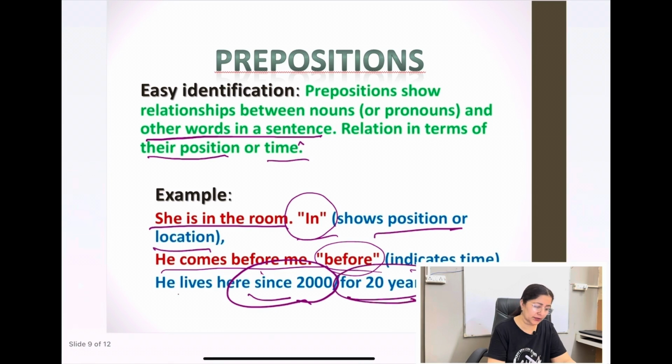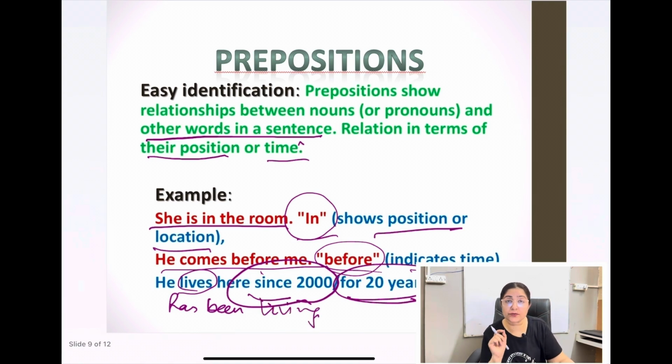I'm sorry, here it is wrong. He has been living here since 2000 or for 20 years. Okay. So since is for a specific point of time, but for is not for a specific point of time. So in this way, you can make use of prepositions, whether they are indicating a position, a location, a place, and so on.